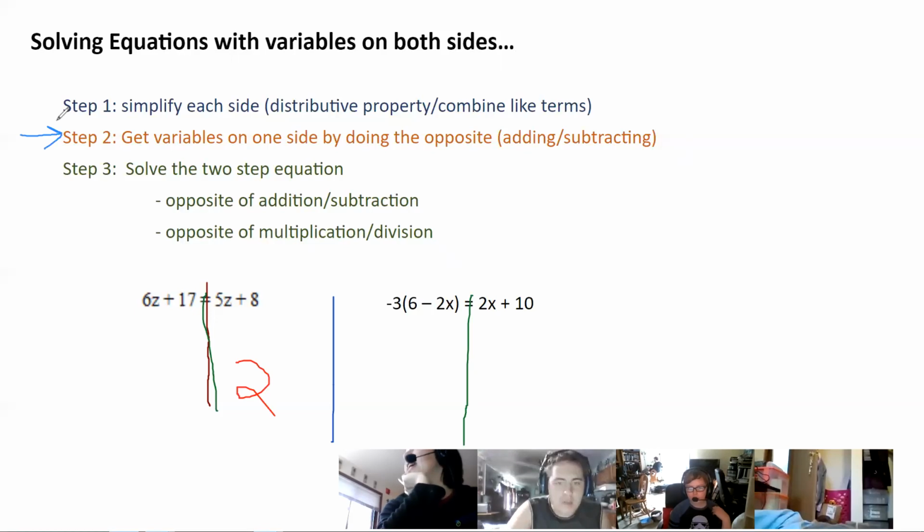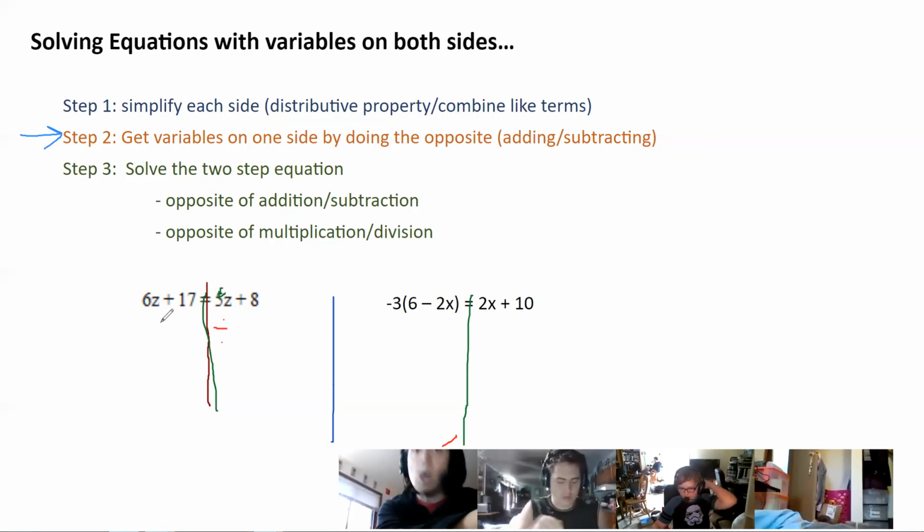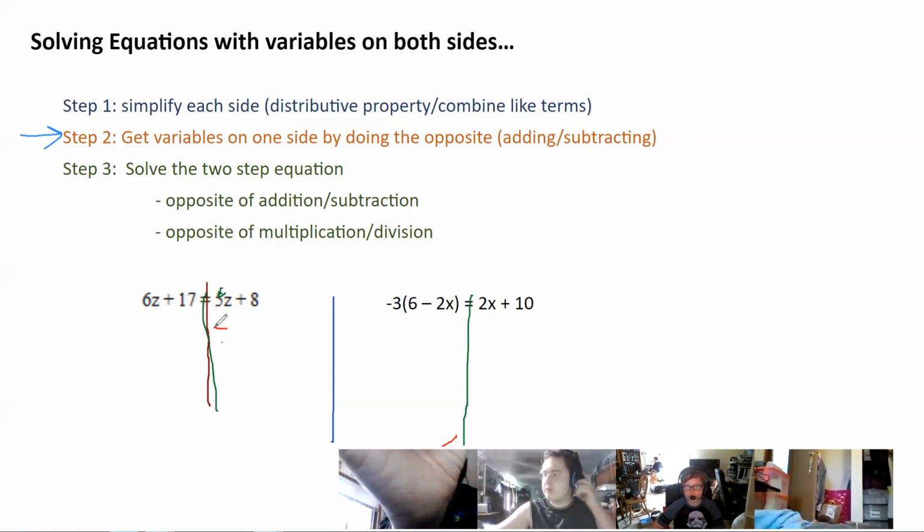Five Z. Yeah, 5Z. We're going to pick on that one. So we're going to do the opposite of the whole thing to move it to the other side. What's the opposite of positive 5Z? Yep. This person's dividing. They're saying we would divide, and that would get rid of the 5. It wouldn't move the whole 5Z. We actually want to subtract it.